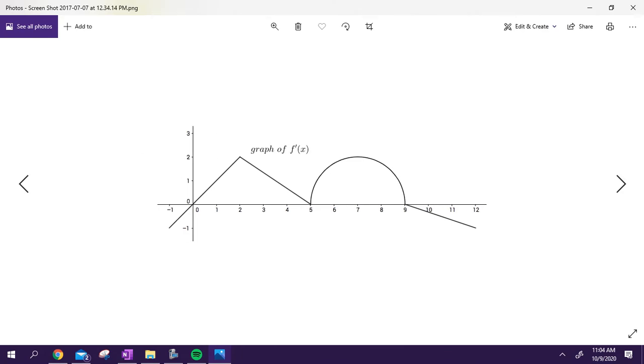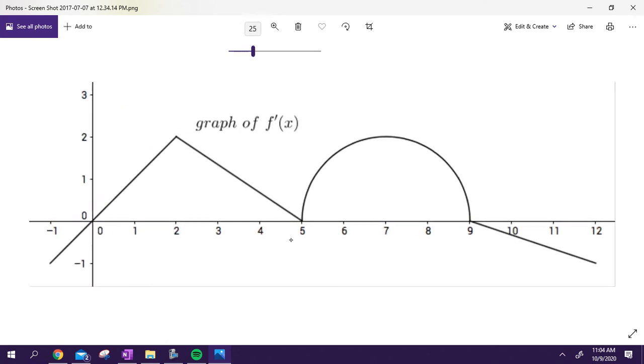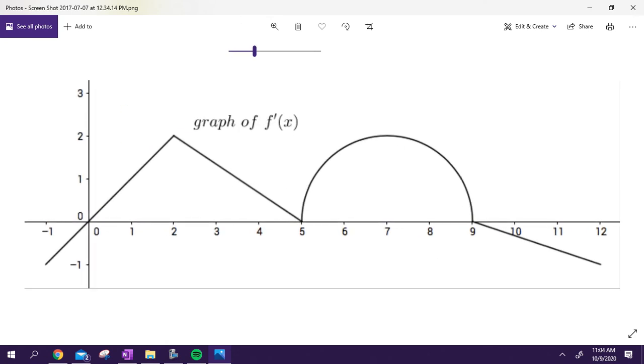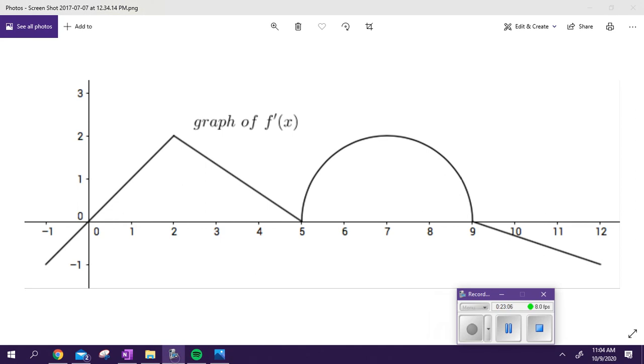This is a graph of f prime. Talk with your neighbor. How many maximums does this graph have? We're assuming that it is not capped. Assume that that graph continues on either direction. Talk with your neighbor. Decide how many maximums does this graph have? Does f have? This is a graph of f prime. How many maximums does f have?